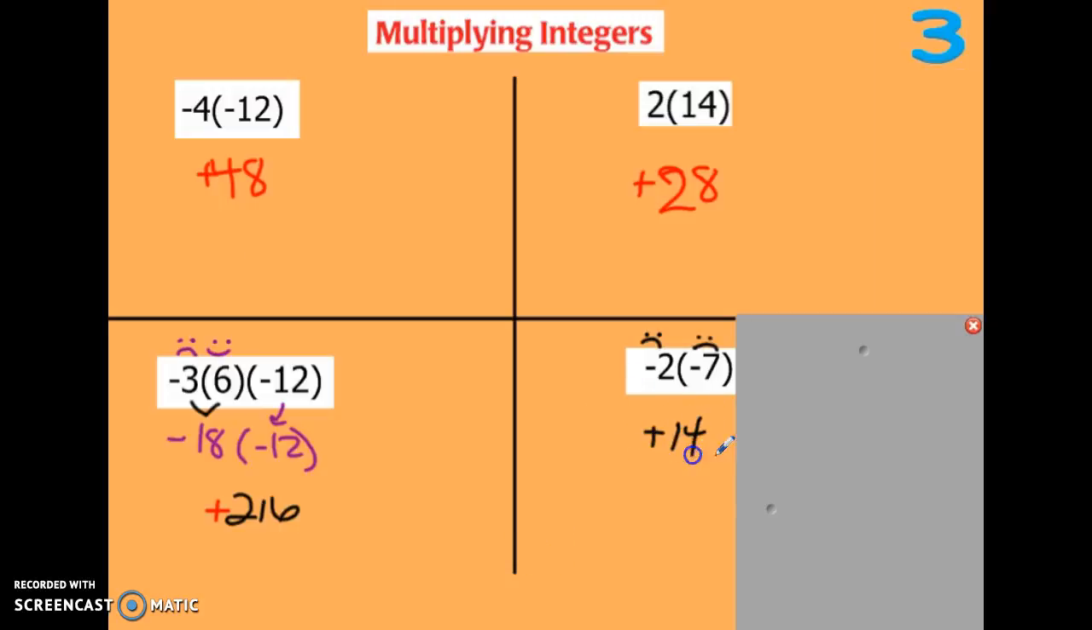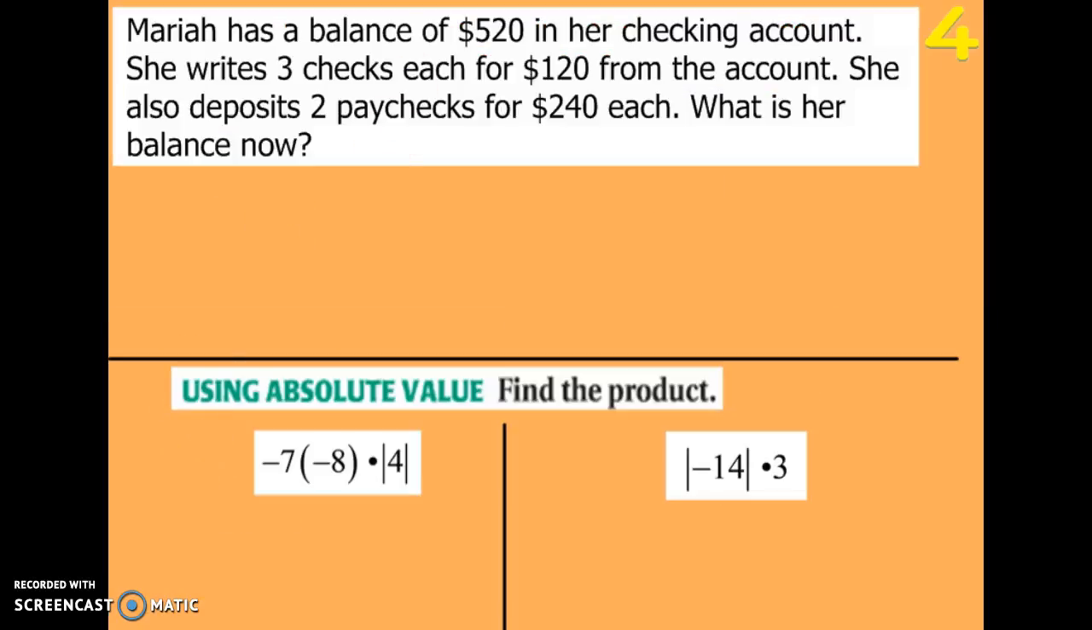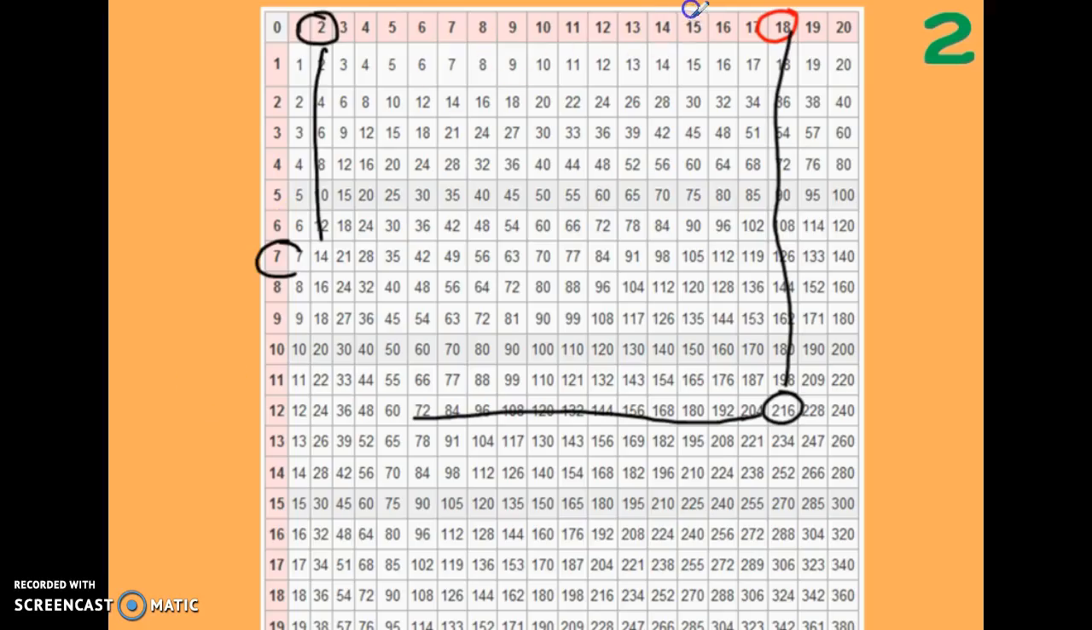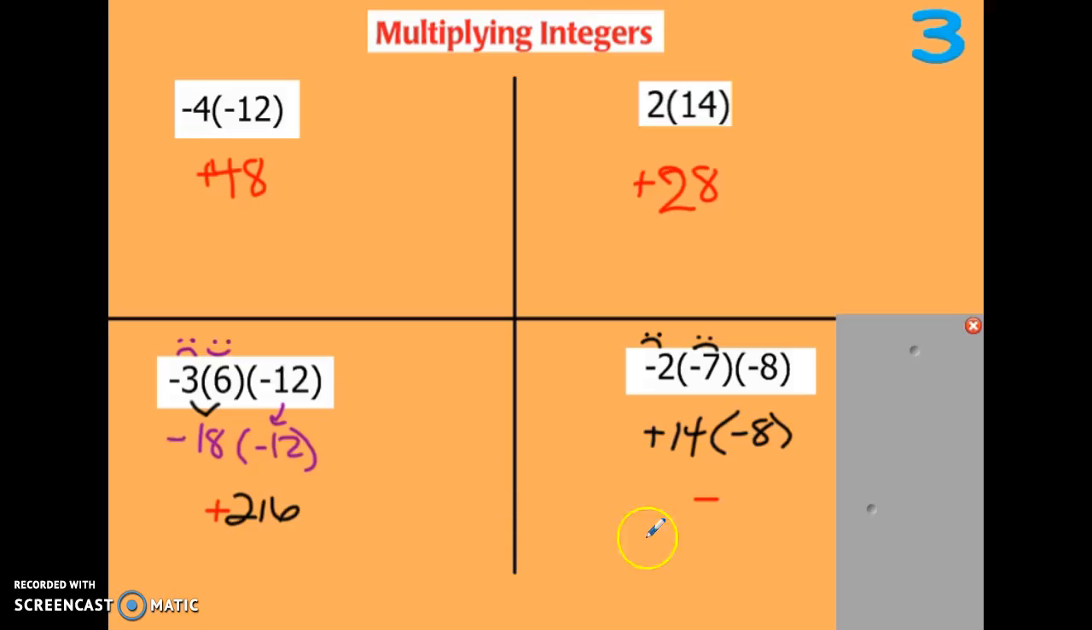So we have 14 multiplied by a negative 8. Here we have happy and grumpy. They don't get along. Our answer is going to be negative. So 14 times 8. Here's 14. Here's 8. So our answer should be 112. So negative 112.